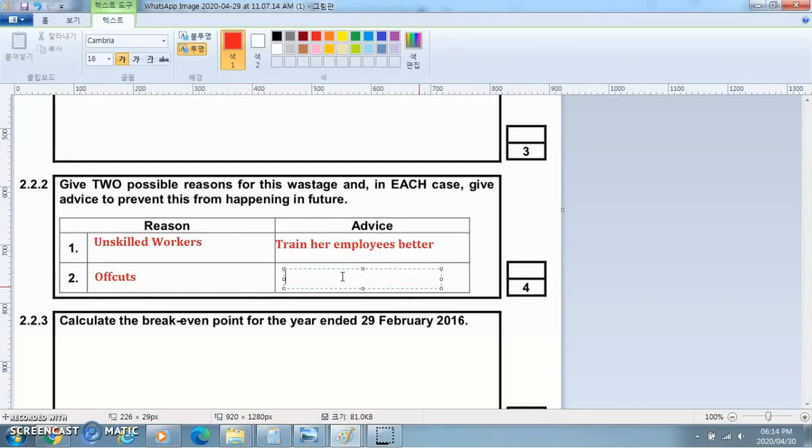We can say find other uses for it. If we have extra unusable material, we can just do what? Find other uses for it. Like, let's say there are so many extra pieces. With the extra pieces, we can create maybe, I don't know, a mat or something. Yeah, you get it. So we're done with this question.